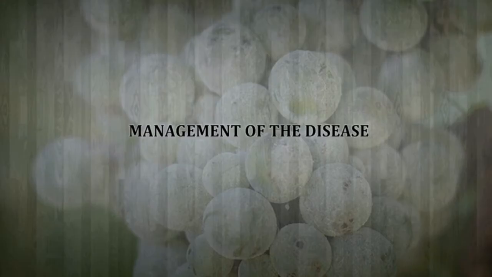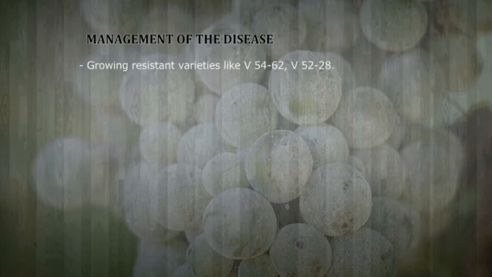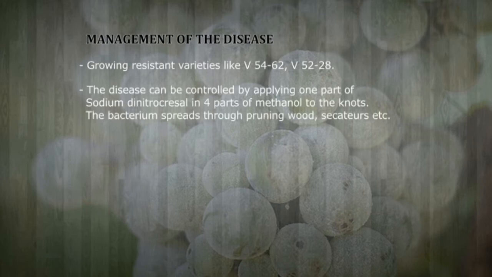Now, management of the disease. Growing resistant varieties like V5462, V5228. The disease can be controlled by applying 1 part of sodium dinitrocresol in 4 parts of methanol to the nodes. The bacterium spreads through pruning wood and cicatrices, etc.